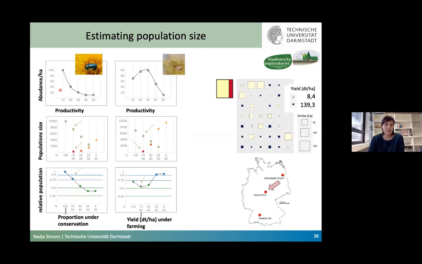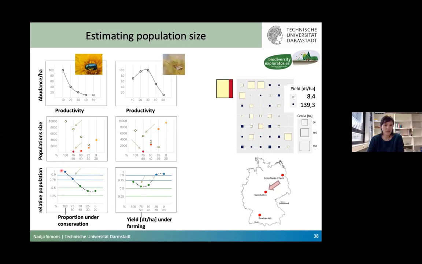When we have these abundance productivity curves for each species, we can calculate the overall population size of each species in any given landscape by multiplying its abundance at a given productivity level by the amount of grassland that is managed at this particular level of intensity. We do that for both the area under conservation and the area under management. When you calculate this overall population size for all the different combinations of landscape configurations, we can also look at the optimal configuration for each of the species.